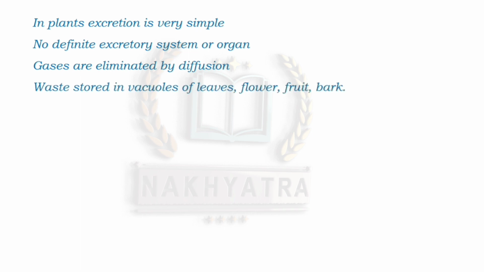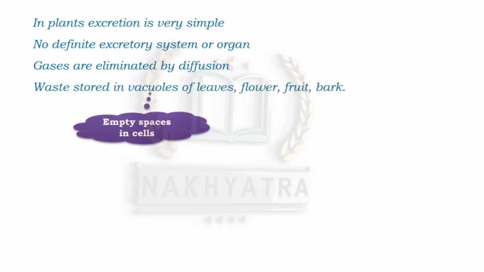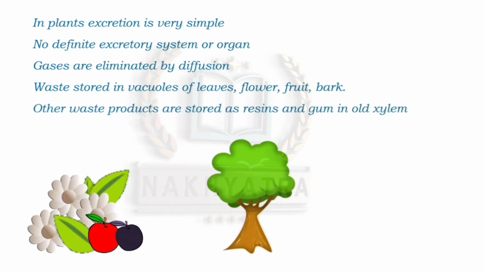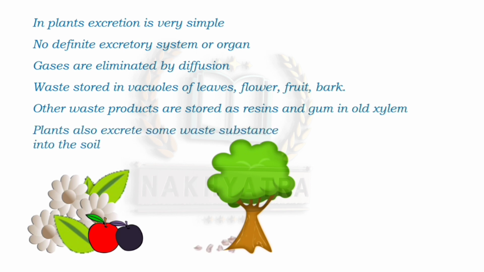Waste is stored in the vacuoles of leaves, flowers, fruit and bark. Vacuoles means empty spaces in cells. Other waste products are stored as resins and gum in old xylem. Resins are some chemicals present in plants. Plants also excrete some waste substances into the soil.